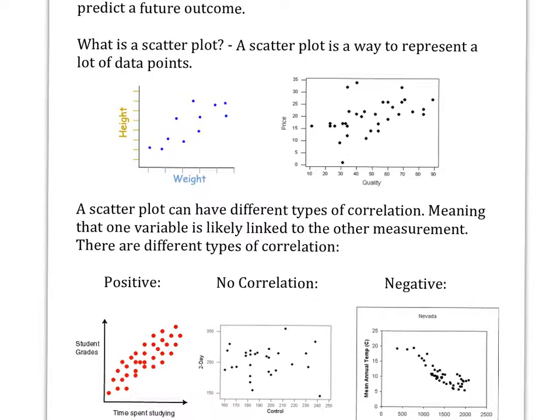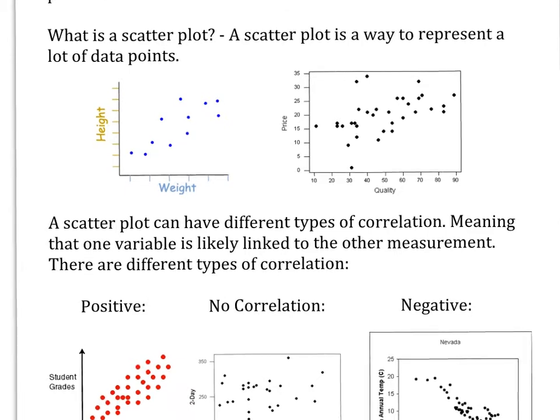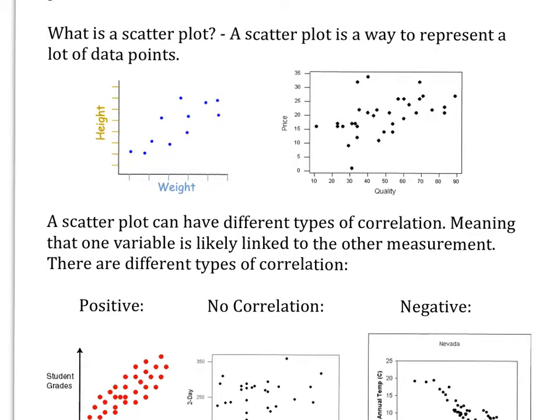Well, a scatter plot is a way to represent a lot of data points. So if you can see the two scatter plots shown, that shows the height versus the weight. So for example, as the height of an object, a person, an animal goes up, here the scatter plot's telling us perhaps the weight will also go up. And again, you can see that with the data points there.